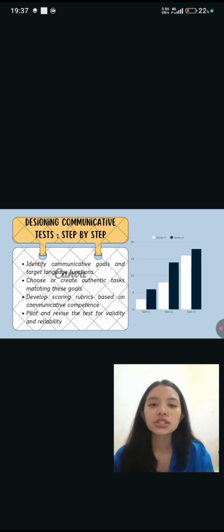Next, choose or design authentic tasks that match these goals. Develop scoring rubrics that evaluate communicative competence such as effectiveness and appropriateness of response. Finally, pilot your test with sample learners and revise based on feedback to ensure it is valid and reliable.